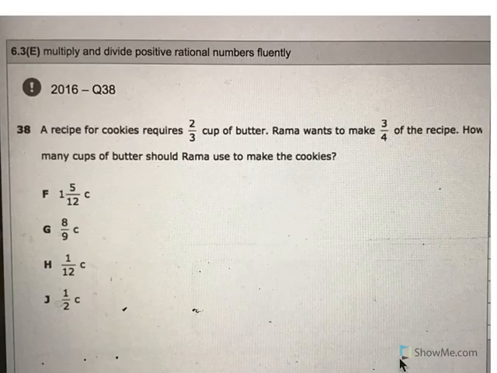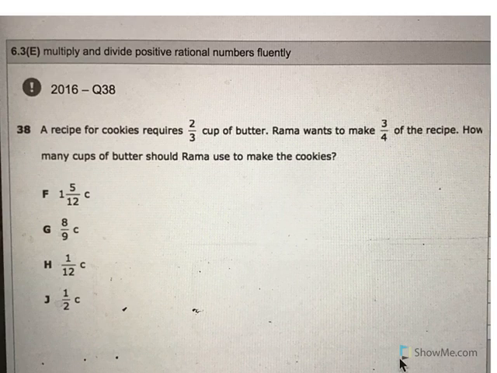All right. A recipe for cookies requires 2/3 cup of butter and Rama wants to make 3/4 of the recipe. That means she wants to make less than what's called for. How many cups of butter should Rama use to make the cookies? Now, looking at this problem, I already know that she's not using the whole recipe. She's not using more. She doesn't want to make more than the recipe calls for. She wants to make less.